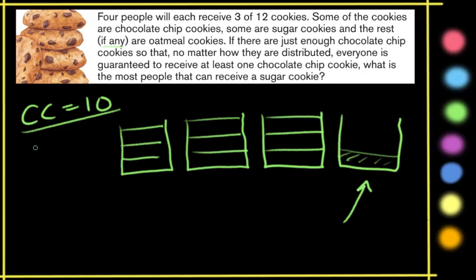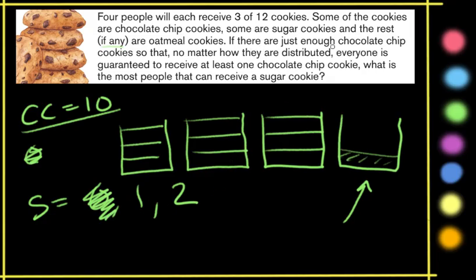That means the number of sugar cookies is either going to be 0. So let's write it this way. Sugar is either going to be 0, or it's going to be 1, or it's going to be 2. Actually, it says some of them are sugar cookies, right? So it can't be 0. So it's either 1 or 2.